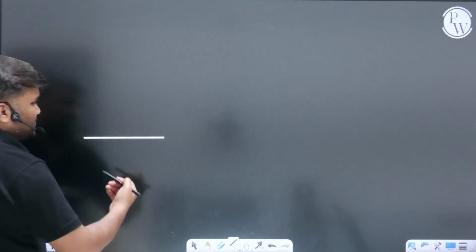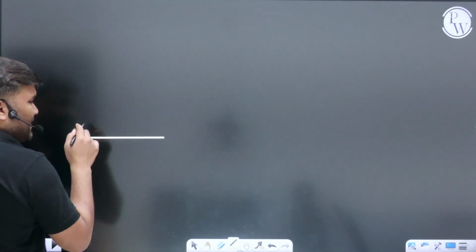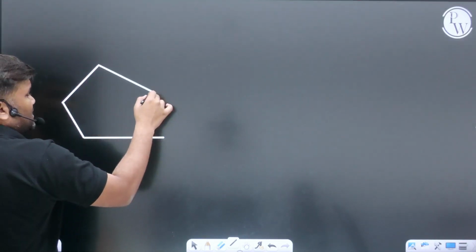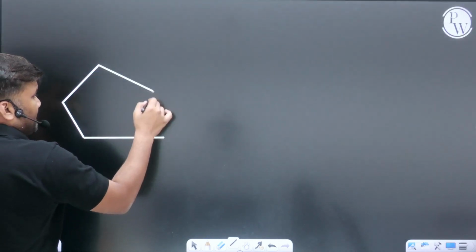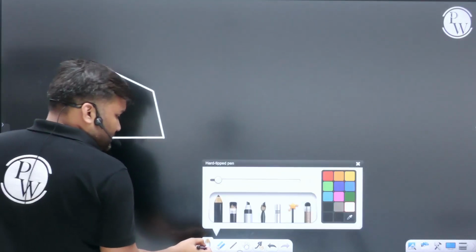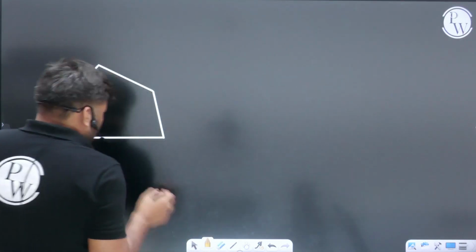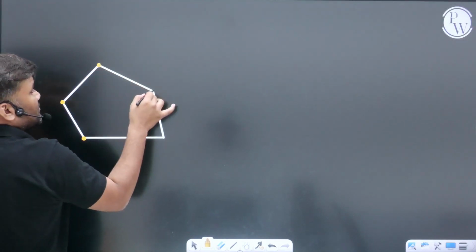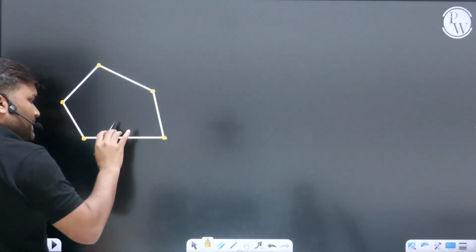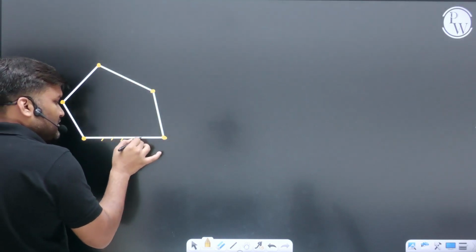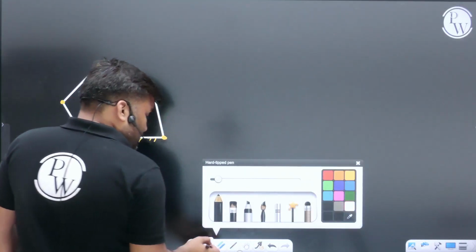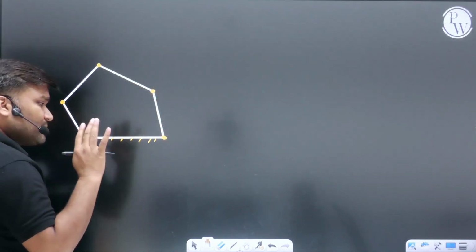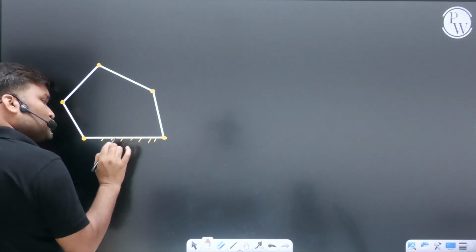Suppose, for example, I have a mechanism something like this. Does a mechanism like this appear to you, beta? There are a few links connected with the help of pin joints, something like this. One link is fixed. This one is fixed. Try to count. And the question asks: for this mechanism, find the degree of freedom. How will we find it? Whichever is the fixed link, I will call it link number 1.